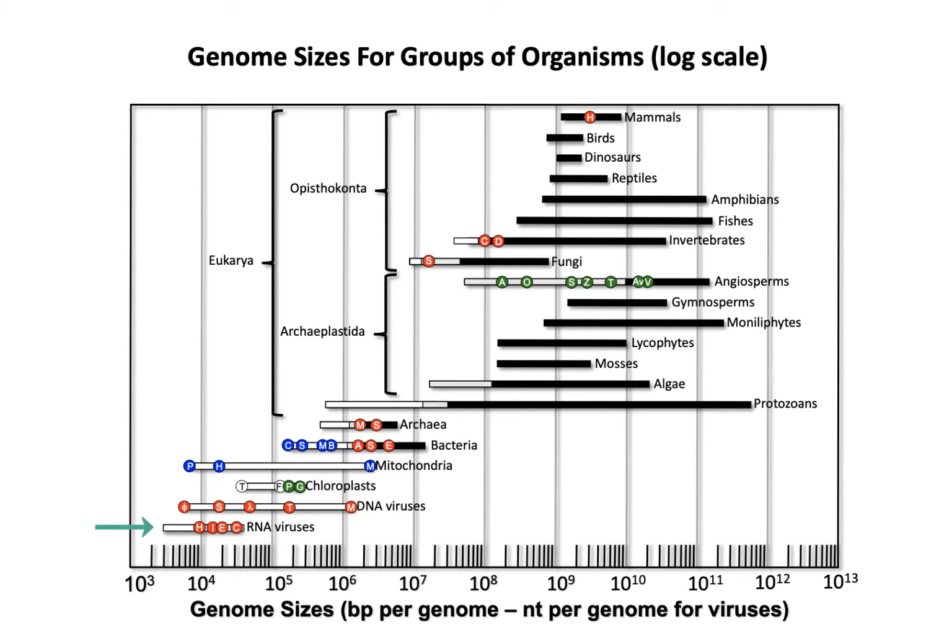They have among the smallest genomes, and of course they're obligate parasites. So I'll start by talking about HIV, and then go on to influenza A, and then Ebola, and finally coronaviruses.